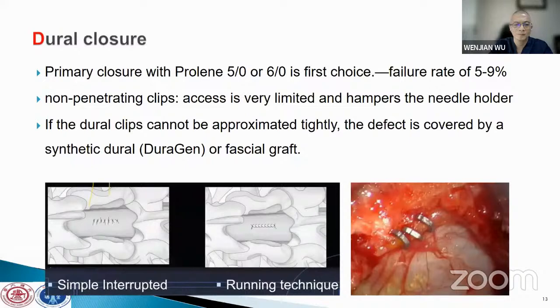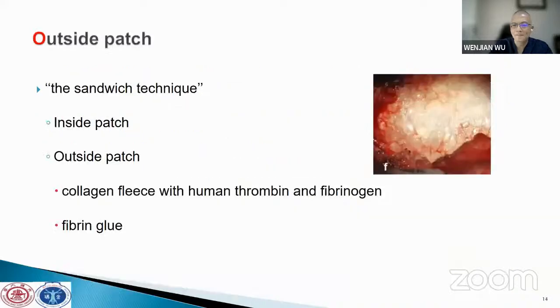Now, we can close the dura with a 5-0 or 7-0 Prolene with interrupted or running sutures. If access is limited and hampers the needle holder, we can use clips to close the dura. But if the dura clips cannot close the dura tightly, the defect can be covered by a synthetic dura like Duragen or an artificial graft. After we close the dura, we can use a hemostatic collagen foam or fibrin glue as an outside patch overlapping the border of the dura tear.